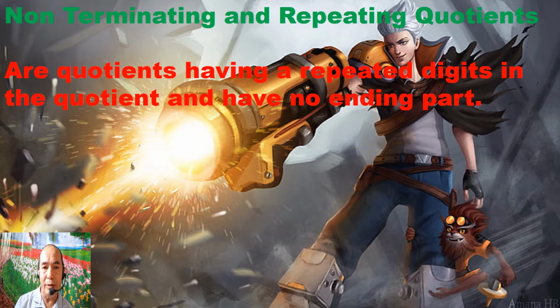But you will not be able to end the division. It will be a continuous 3, 3, 3 and no ending at all. So if it is a 6, then it is a continuous number 6, meaning a repeated decimal. The number will be repeated and repeated all the way, and there will be no ending part. So that is what we call repeated quotient.